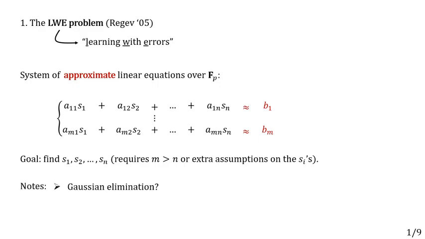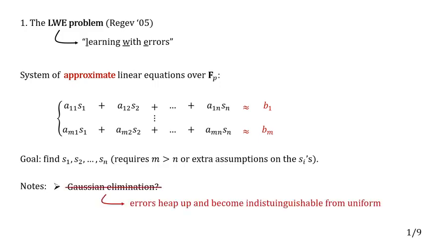Now, how about solving this problem? It might be tempting to think about Gaussian elimination as an option, but when performing row reduction, all these implicit errors start combining with each other, they start combining with these coefficients a_ij, and then soon everything becomes indistinguishable from uniform. So this is really a no-go, and actually we do not know how to solve the LWE problem efficiently. That's of course the main reason why we are interested in it from a cryptographic point of view.